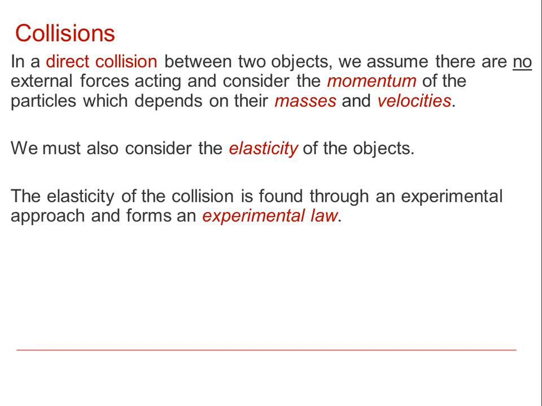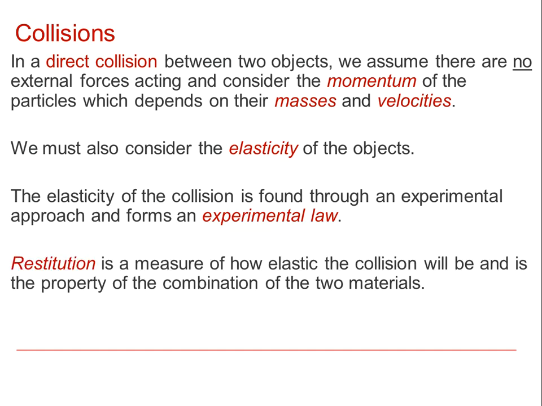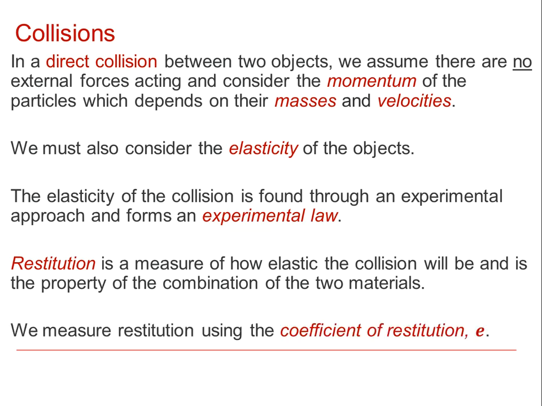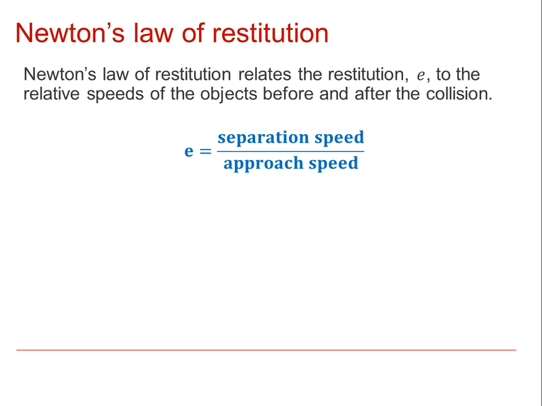Elasticity is found by experiment and really depends on the materials that are colliding with each other. Restitution is then a measure of this elasticity, and for any two materials we have a coefficient of restitution, which is given the symbol E. Newton's law of restitution then says that E is equal to the speed of separation of the collision divided by the speed of approach.